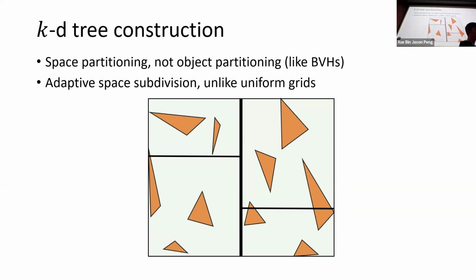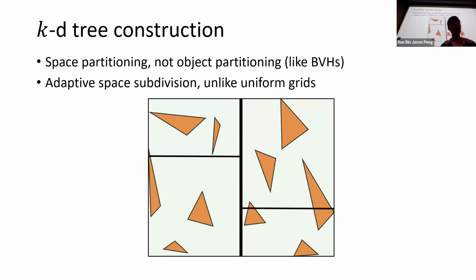We mentioned before in the previous lecture that for BVHs, at a certain level of the hierarchy, every object will only belong to a single bounding volume. So we're never going to have a situation where the same object will be contained within multiple bounding volumes at the same level of the hierarchy.